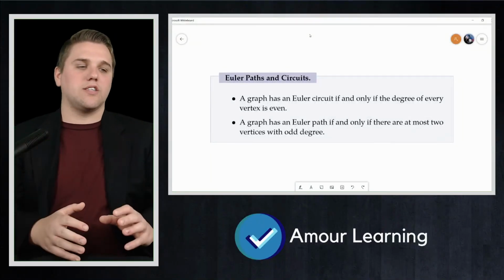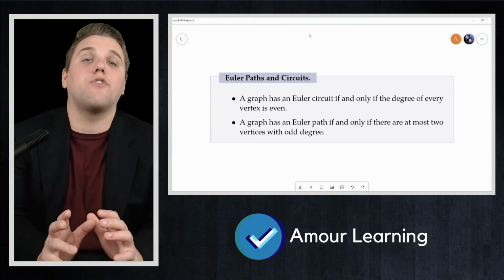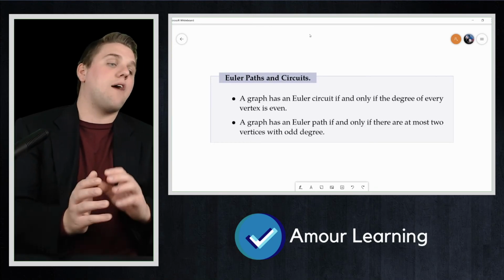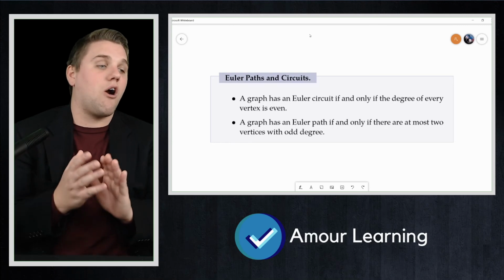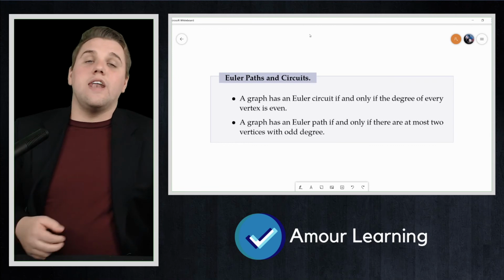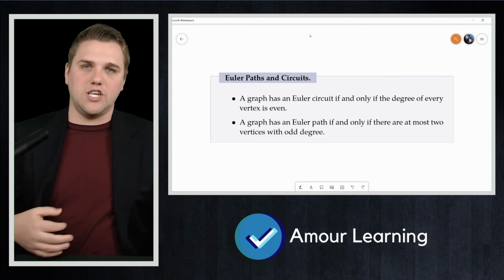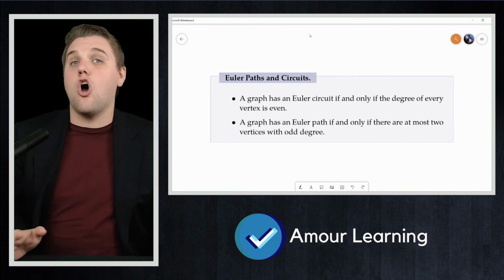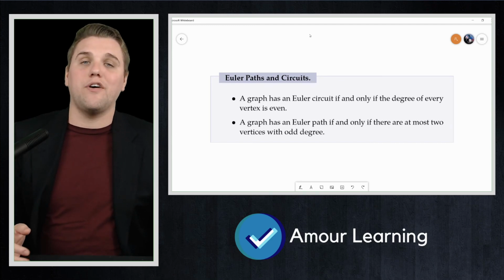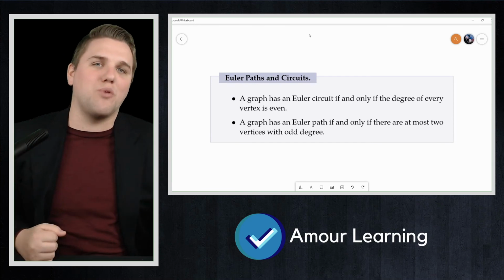Euler paths and circuits. A graph has an Euler circuit if and only if the degree of every vertex is even, and a graph has an Euler path if and only if there are at most two vertices with odd degree. Now, since the bridges of Königsberg graph have all four vertices with odd degree, there is no Euler path through the graph. Thus, there is no way for the townspeople to cross every bridge exactly once.